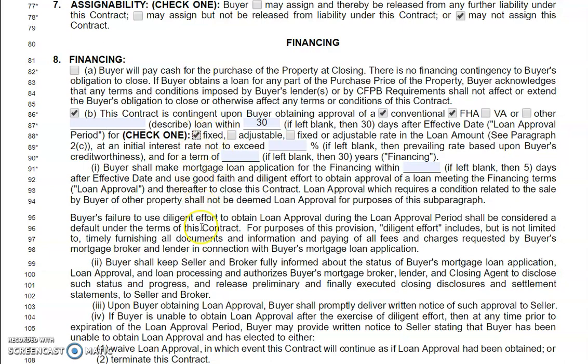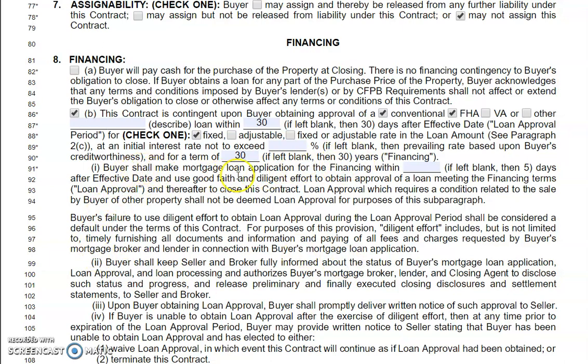Normally this talks about the interest: initial interest does not exceed. If I know, I can put that. If not, it's the prevailing rate, depending on the buyers. Okay, for a term of normally 30 years. If I don't know, I can leave it blank and it's going to be 30 days.